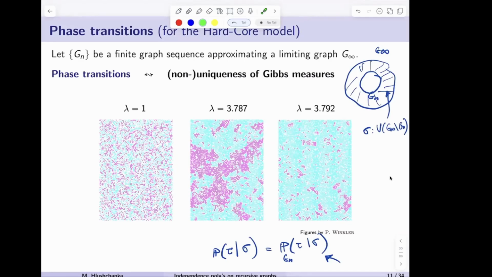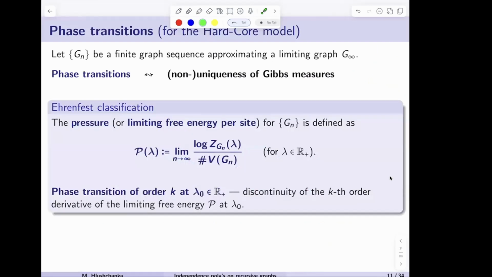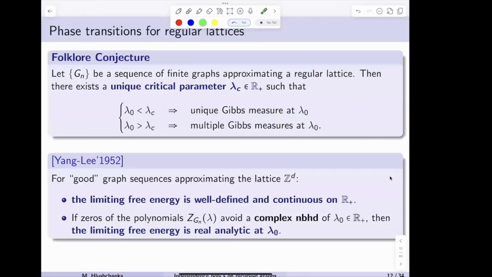I see. And then this Lee-Yang theory tells you that if for the corresponding partition functions, the zeros avoid a complex neighborhood of your parameter lambda naught, then the limiting free energy is analytic, and also you have a unique Gibbs measure. Yeah, I see. Okay.